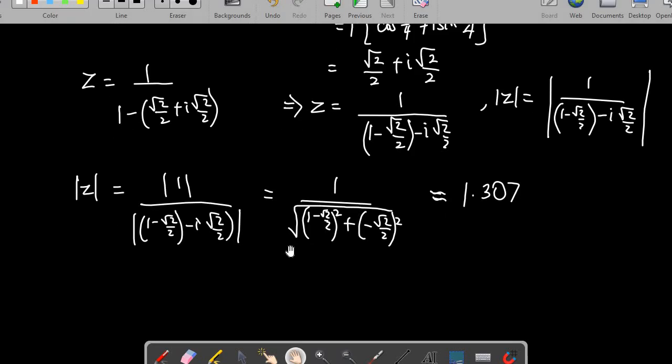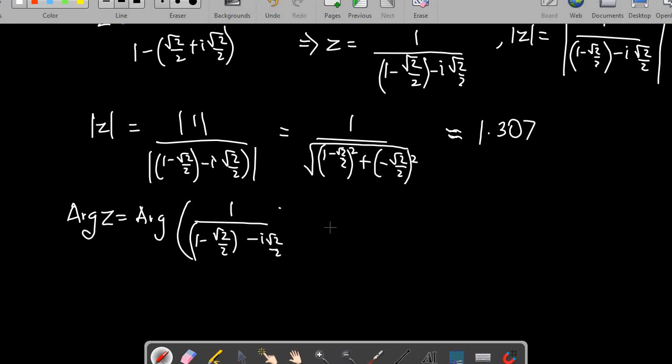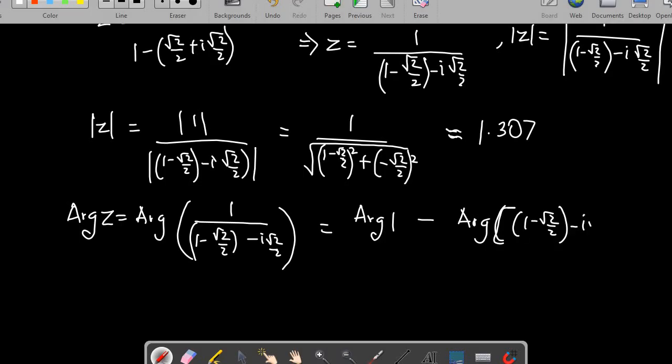Okay, now let's find our argument. The argument of z, don't forget that z now is a fraction, which we had as 1 over 1 minus root 2 over 2, minus i root 2 over 2. So for the argument, we apply the rule of arguments. That will be arg of 1 minus arg of 1 minus root 2 over 2 minus i root 2 over 2.